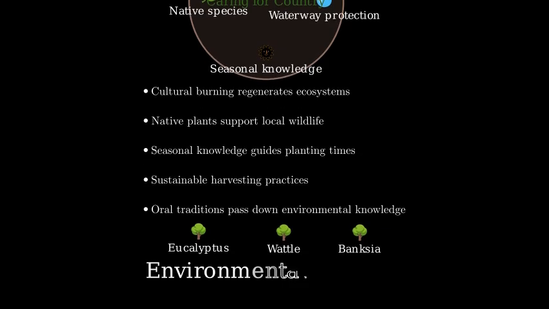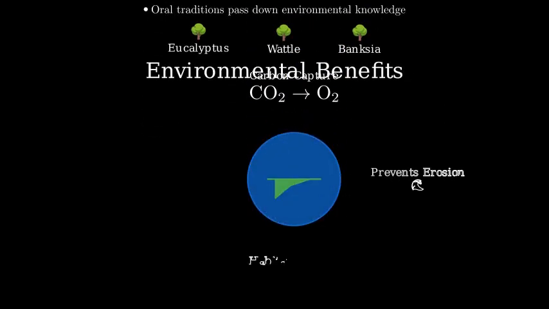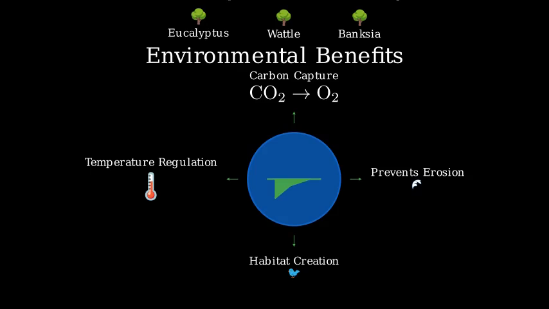The tree planting project also addresses broader environmental issues. Trees play a vital role in mitigating climate change by absorbing carbon dioxide. They also help prevent land degradation by stabilizing soil and reducing erosion.